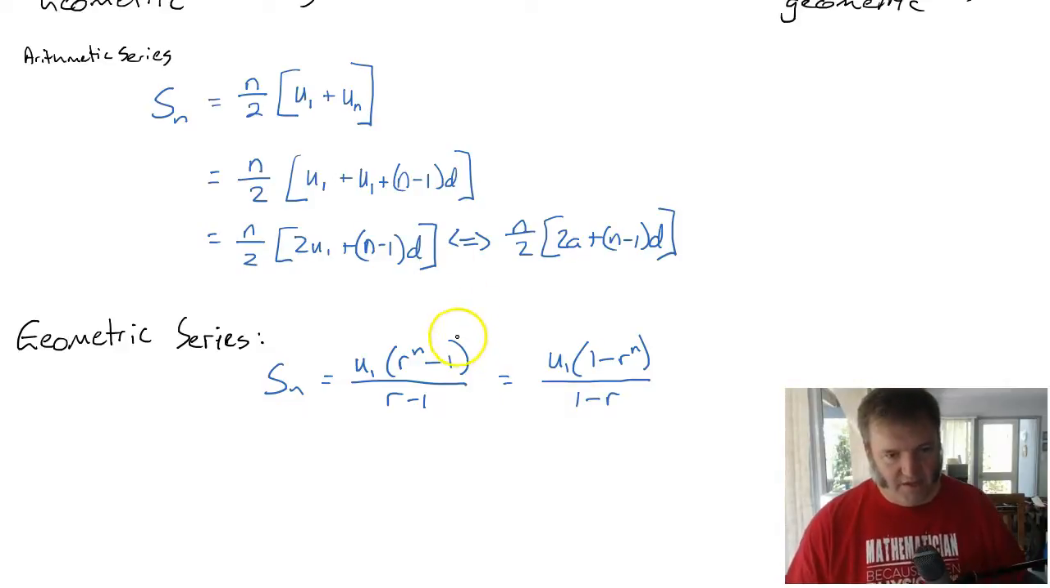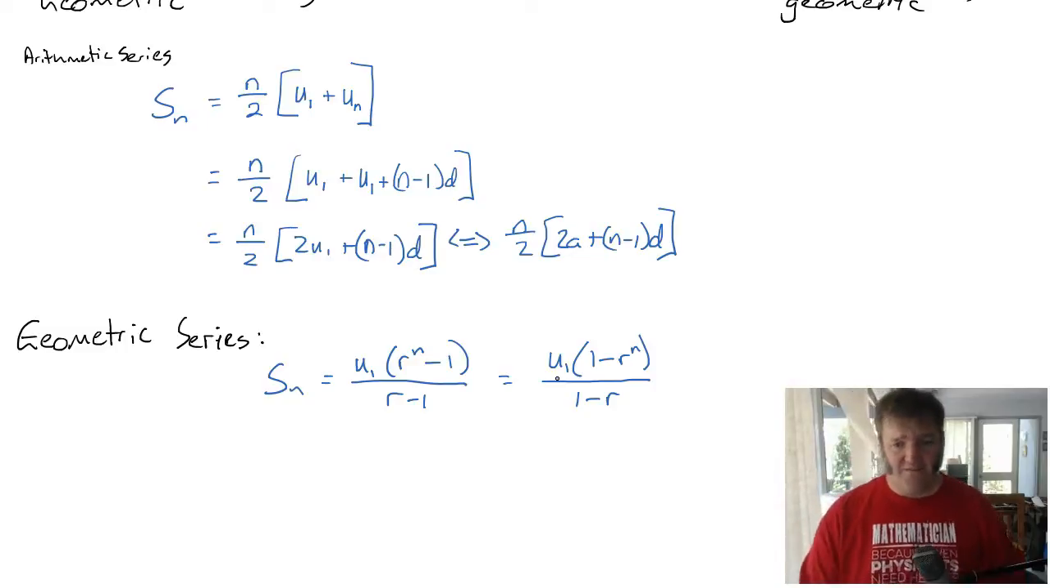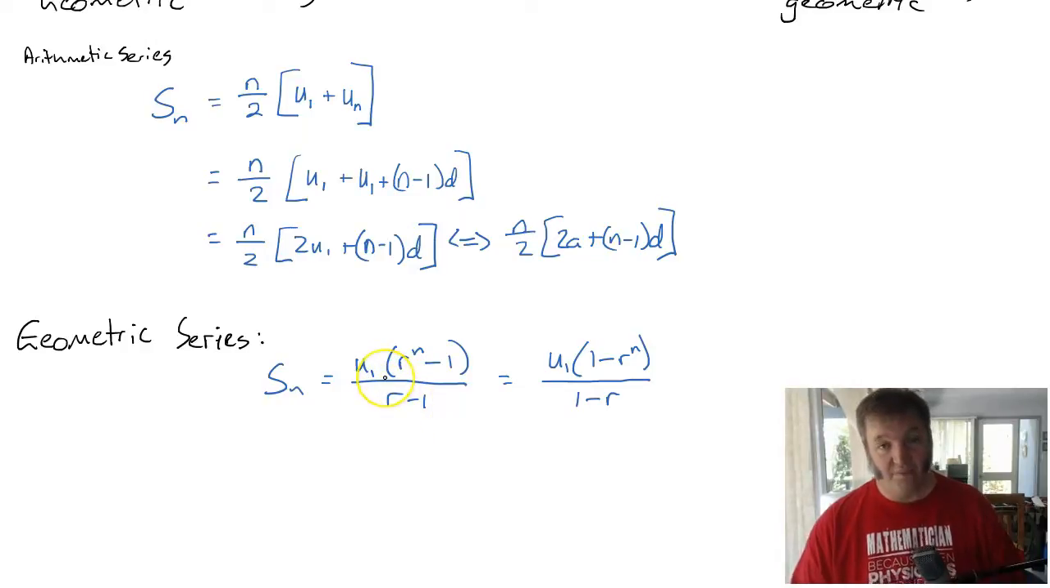Well, you can see the only difference between the two is that I've multiplied the numerator and denominator by -1 to get from one to the other. What we do know is we are all better at working with nice positive numbers rather than negative numbers. So if the ratio between terms is bigger than 1, if the absolute value of that ratio is larger than 1, I would encourage you to use the first version. So we use this when the absolute value of r is greater than 1.